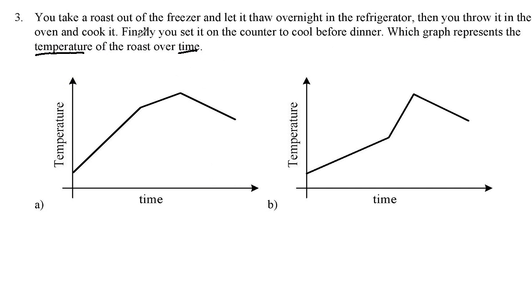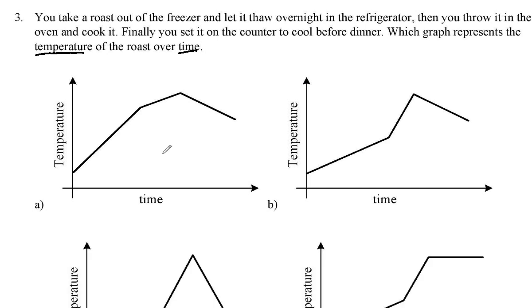When you take the roast out of the freezer and let it thaw in the refrigerator, the temperature is going to increase slowly. Then you put it in the oven to cook it, and the temperature is going to increase faster. Then when you let it cool on the counter, it's going to cool moderately fast, if it's 165 degrees internal temp and the room temp is 70. So the temperature is going to be increasing, and then decreasing.